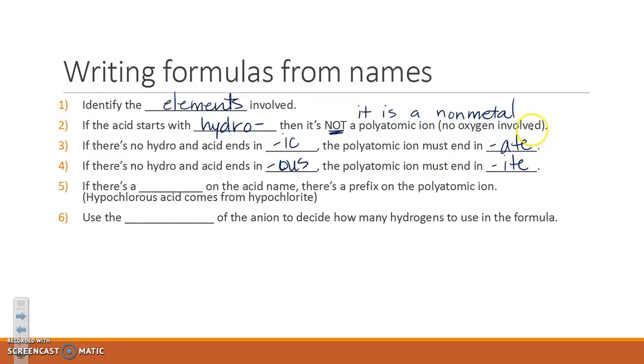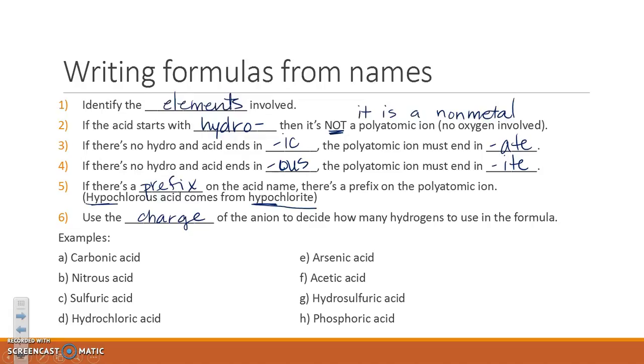These are rules. You have to memorize these rules and you have to follow them if you want to be successful. Life lesson. Okay, if there is a prefix on the name of the acid, that means there has to be a prefix on the polyatomic ion name. So hypochlorous is hypochlorite. Prefix, it stays. Okay, and then you use the charge on the anion to determine how many hydrogens you should have in the formula. So, practice. We'll do the first 4. You do these 4 on your own, bring them back in, and we'll check them in class.